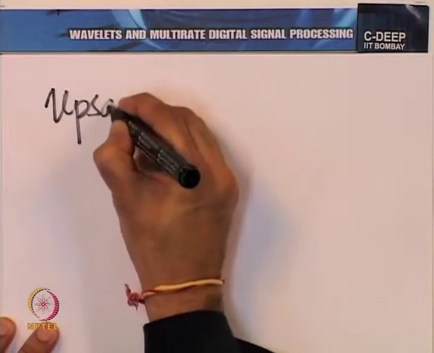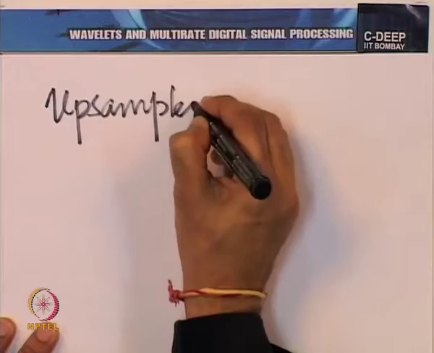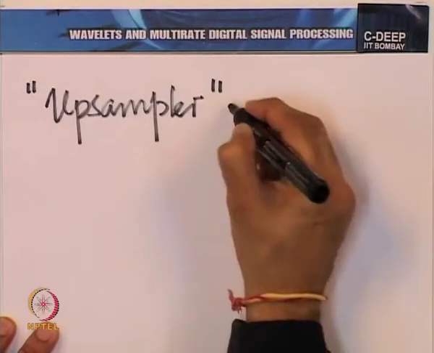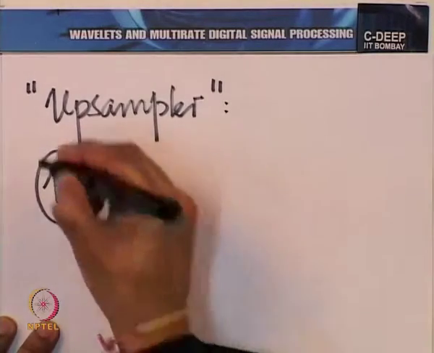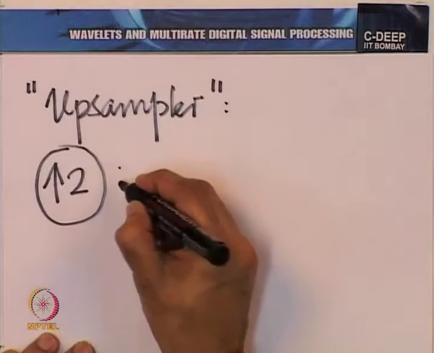Now, when we do a Z domain analysis of this, we shall do it precisely in these two steps. Let us, before we proceed to the Z domain analysis, look at the second unusual block here. The second unusual block is the upsampler. And we have denoted upsampler by up arrow followed by 2. And you know what the upsampler does.